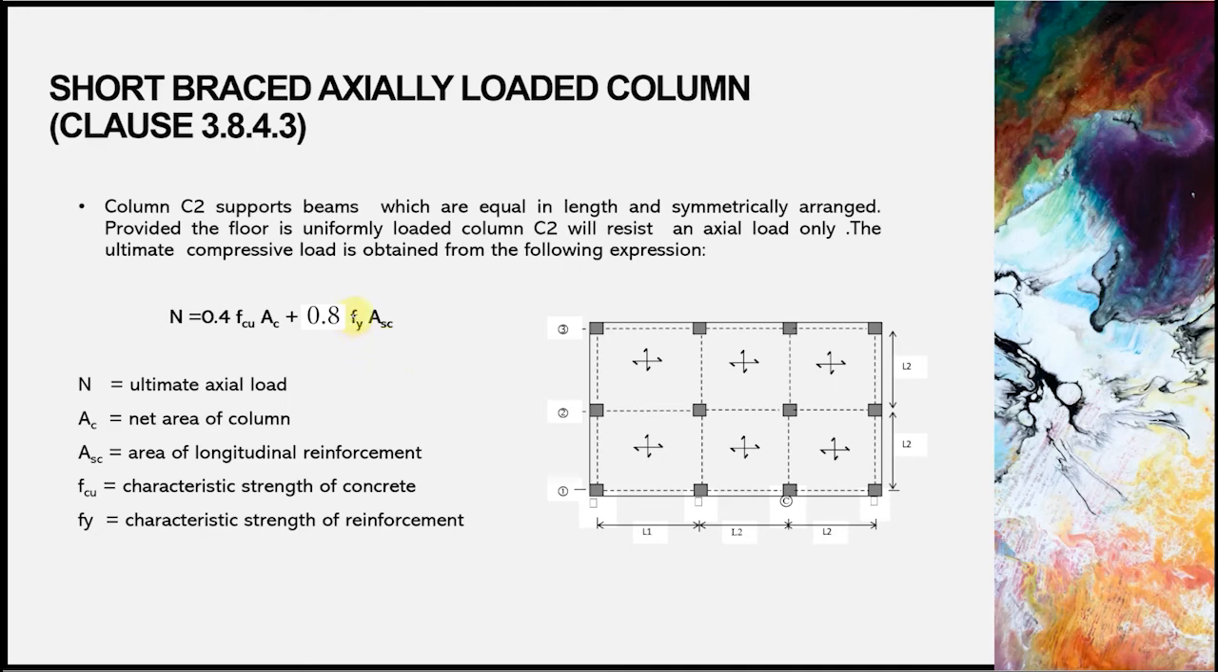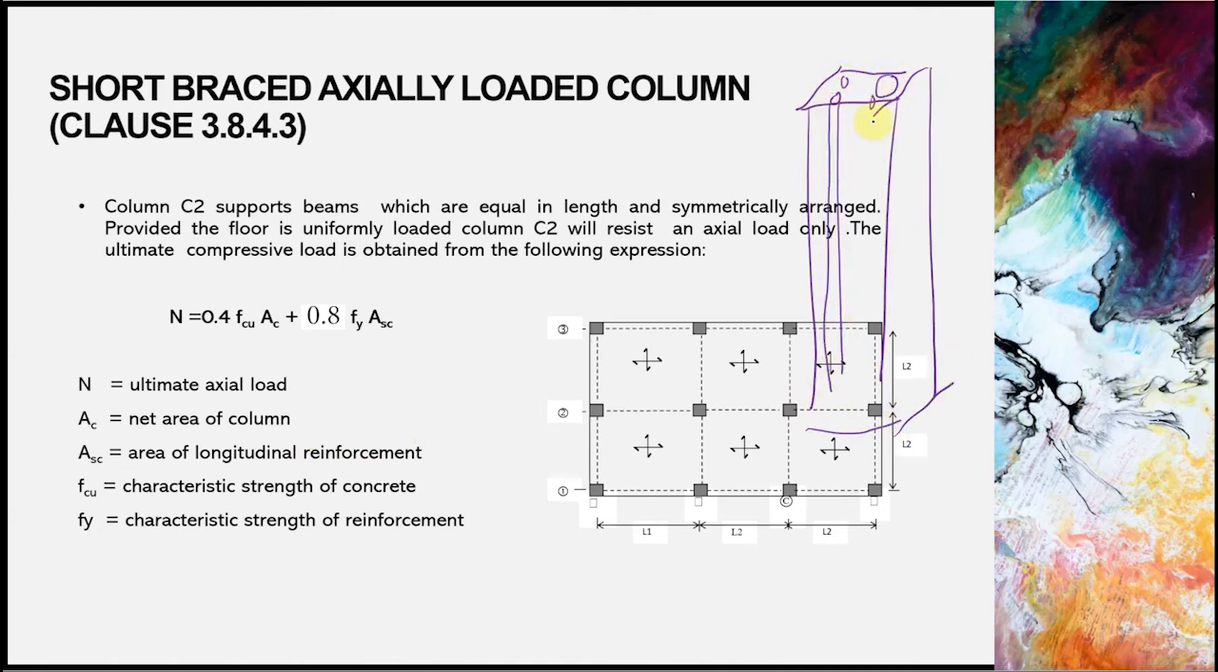Okay, and Asc here is area of longitudinal reinforcement. Maksudnya main bar lah. Kenapa kita panggil longitude? Because of column dia ke bawah like this. So bar will be like this, around like this lah. So you have a longitude yang memanjang ke bawah. Jadi it is a longitudinal reinforcement.